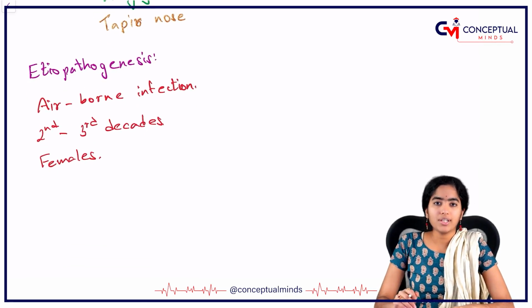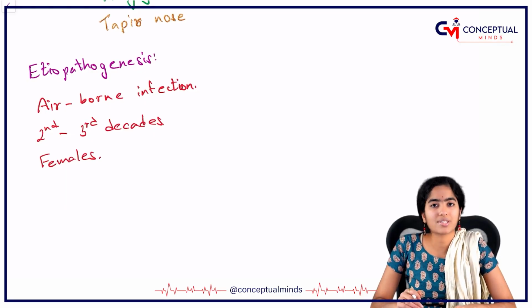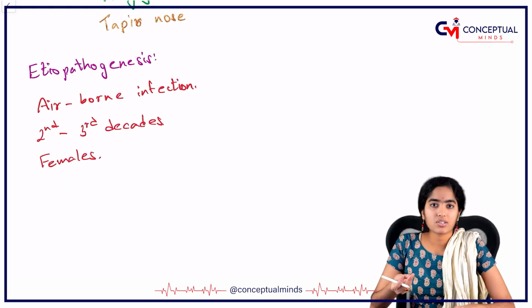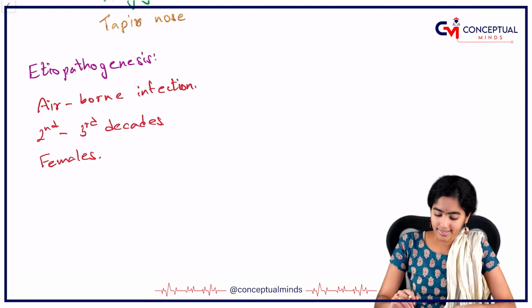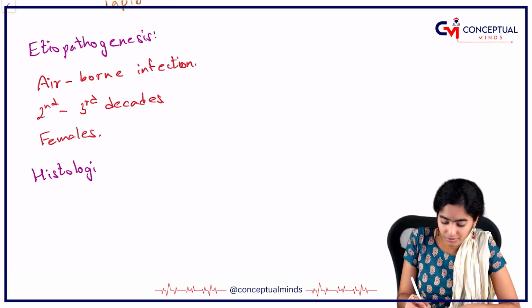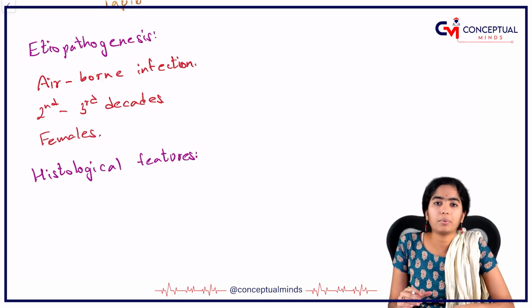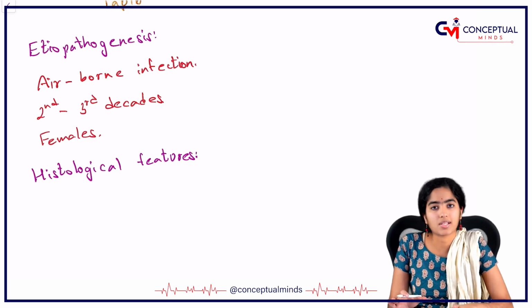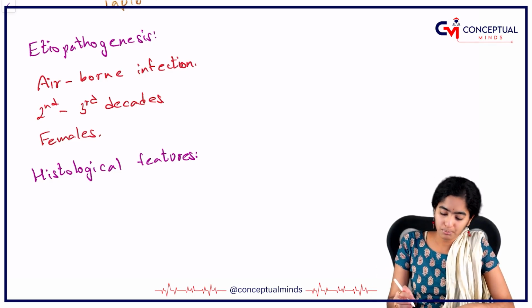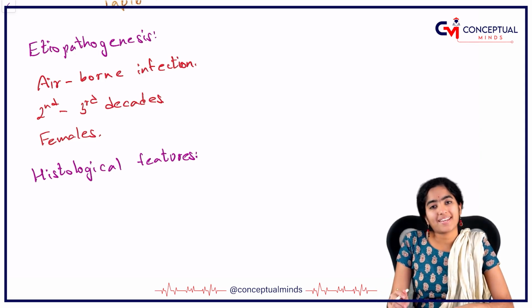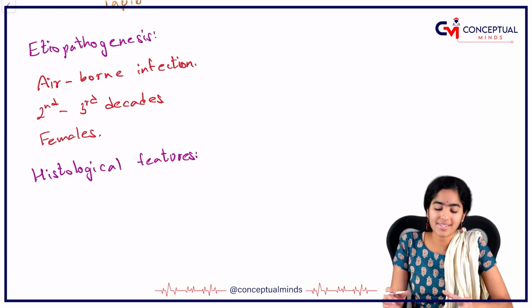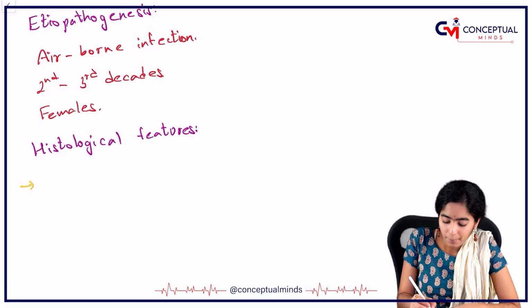Coming to the pathology, you have already studied about the 4 stages. Exact histological features, let us see. In the histological features, you will see that there is abundance of inflammatory cells such as eosinophils, lymphocytes and plasma cells. But the most important feature is the presence of large foam cells that are called as Mikulicz cells.